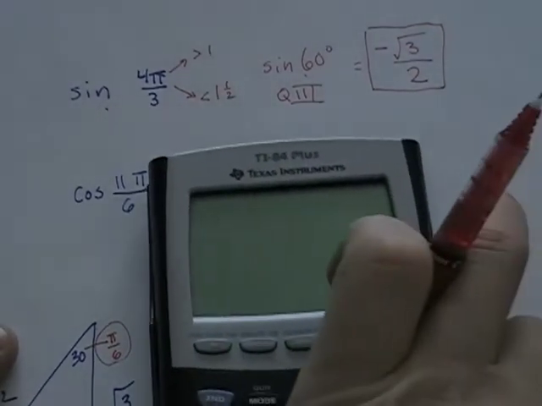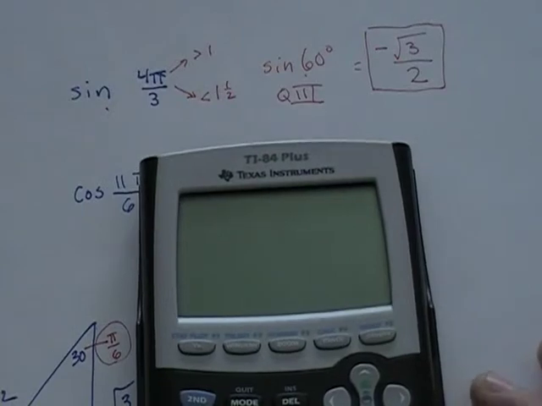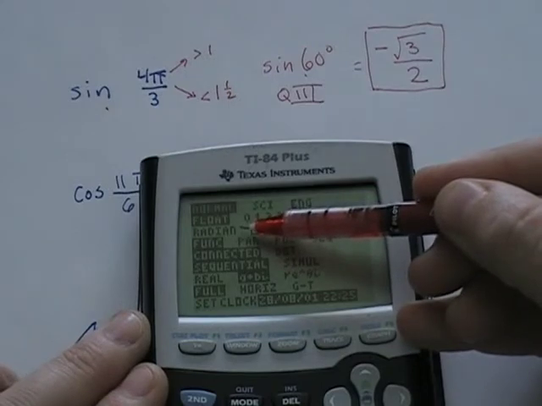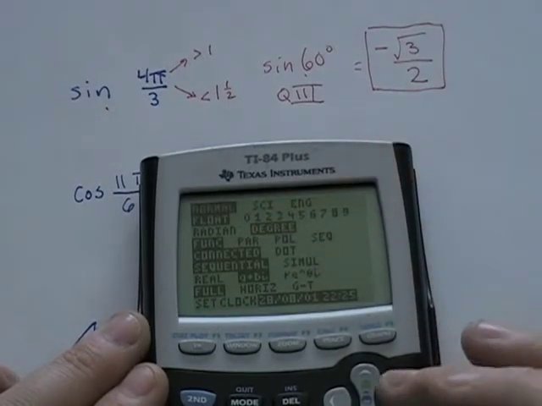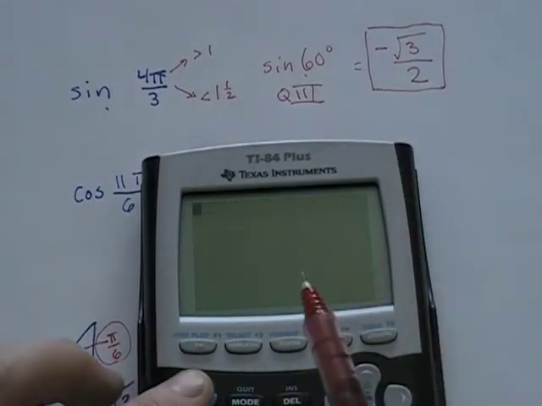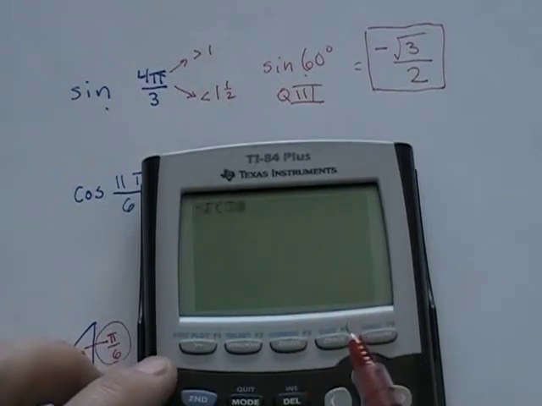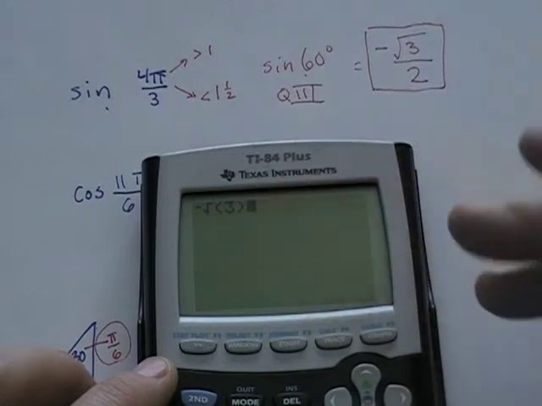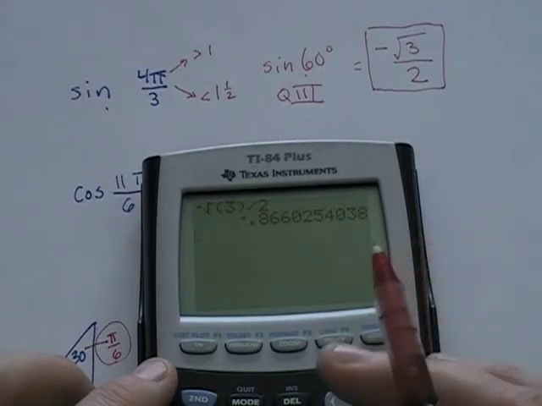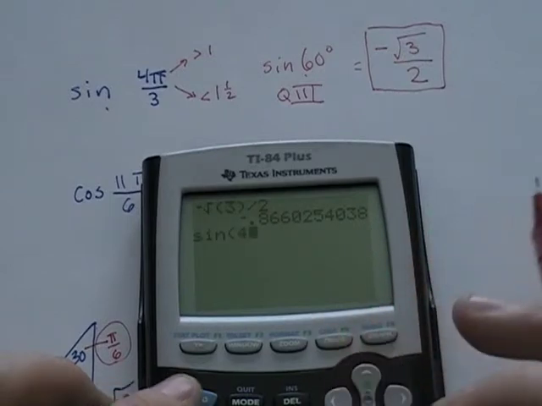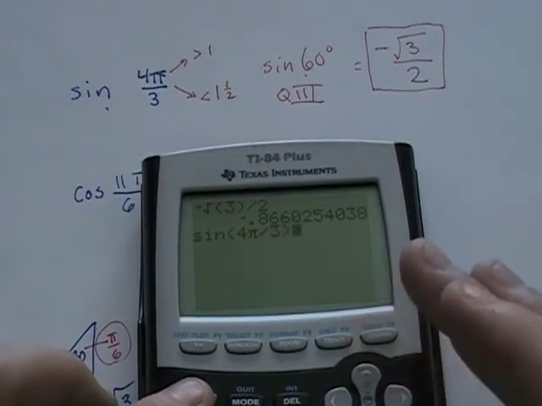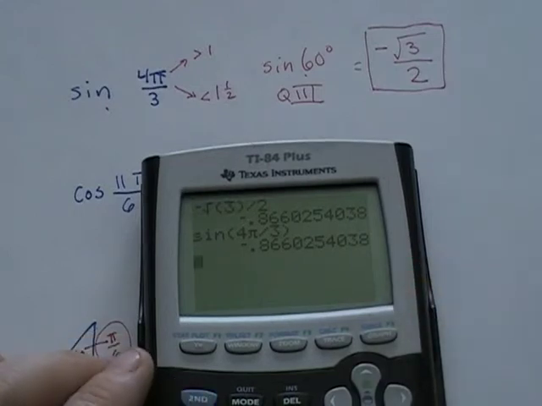And let me just show you. If you say, well, I don't trust you, I need to check it for myself, that's fine. Go to mode. You have to make sure your calculator is in radian mode. So you scroll down and you put your calculator in radian mode. Now, type negative root 3. Make sure you close that parentheses, divided by 2. You get negative 0.866. Now, do me a favor, type sine of 4 pi over 3. And look what you get. You get the same answer.